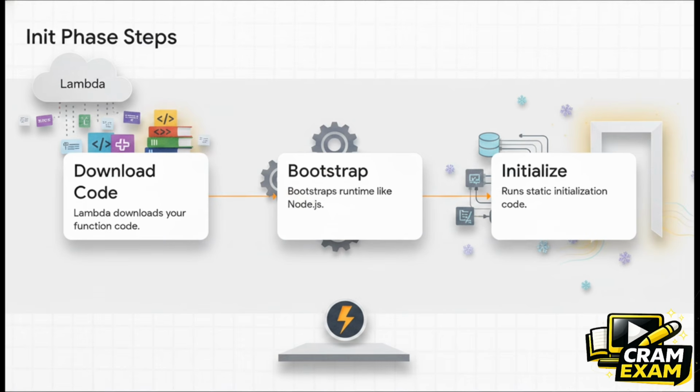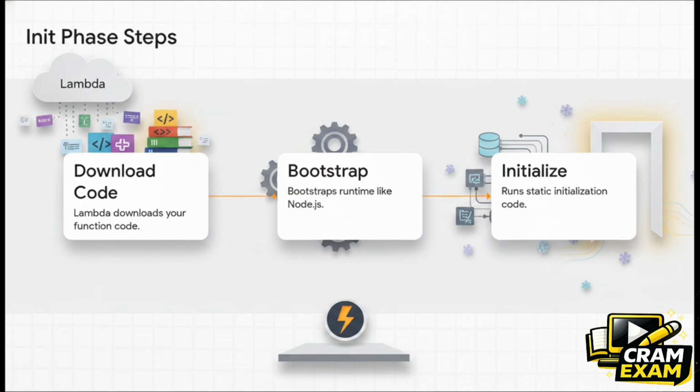First, Lambda downloads your code. Then, it bootstraps your chosen runtime like Node.js or Python. Next, it runs your static initialization code. Now, this is absolutely critical. Static initialization is all the code you wrote outside of your main handler function. It imports libraries and sets up database connections. Then and only then, it enters the invoke phase. This is where your actual handler code executes to process the event.